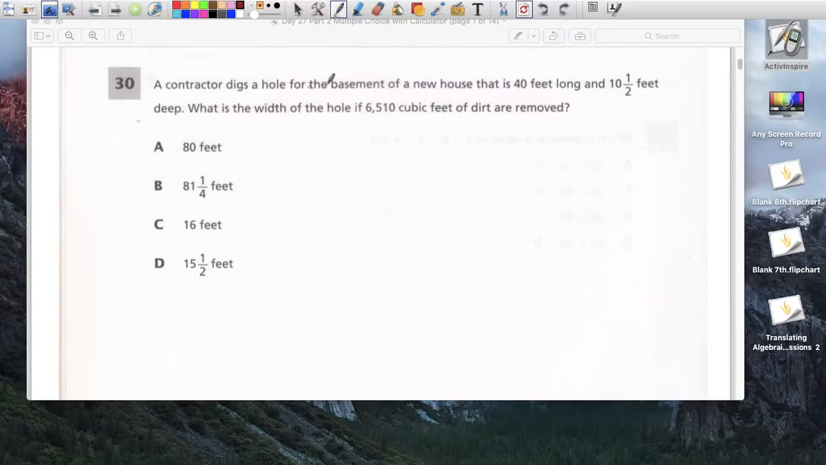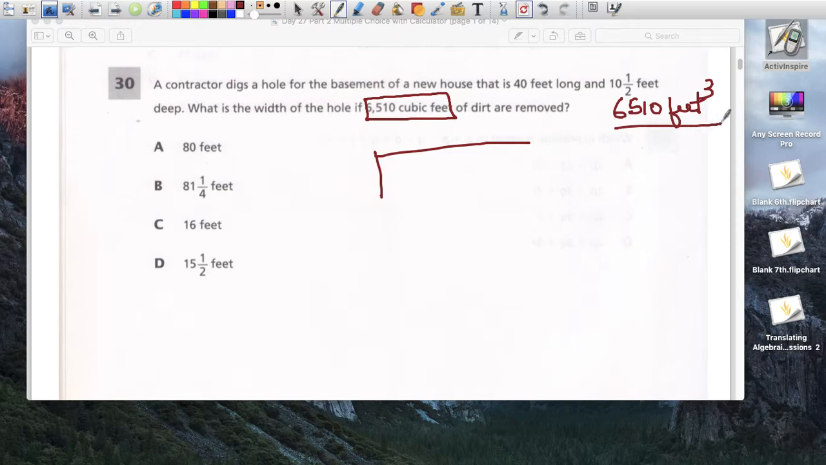Let's see, a contractor digs a hole for a basement, 40 feet long, 10.5 feet deep. What is the width of the hole if the volume is 6,510 cubic feet? So this is a volume question, right? And how do I know that? Because it's cubic feet. So because it's cubic feet, I know we're talking about volume.